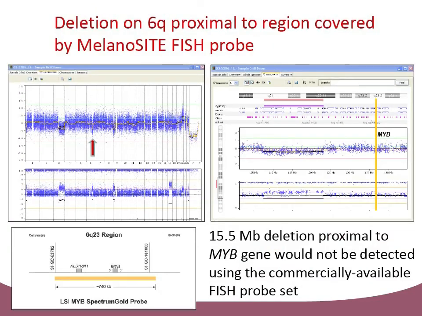So here's an example of one of these cases. You can see clearly that there are gains and losses that we associate with melanoma. There is a 6q gain, but unfortunately, here's the 6q gain, and here's where that FISH probe lies. That FISH probe is distal to the region that's actually lost in this patient.